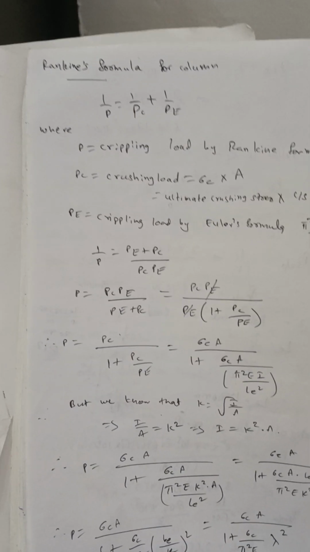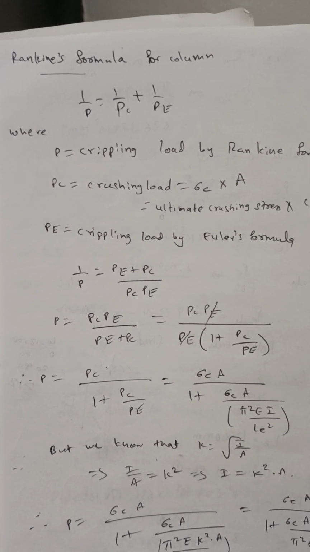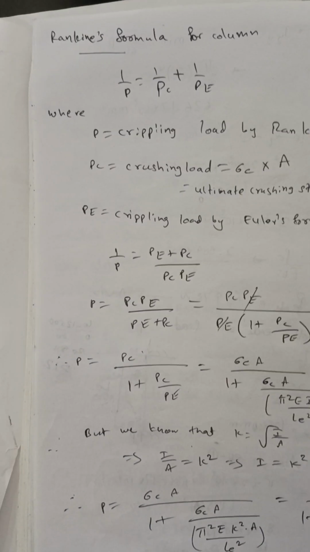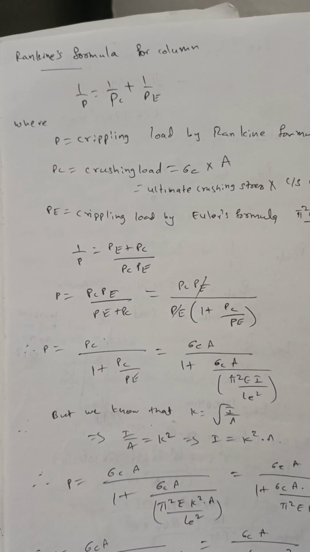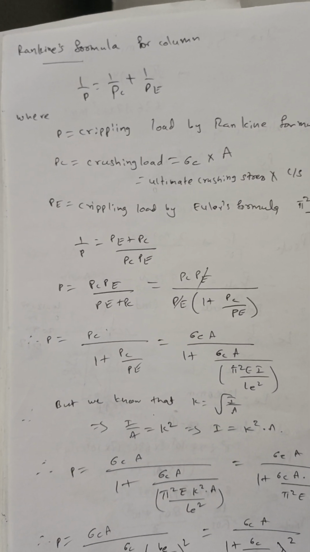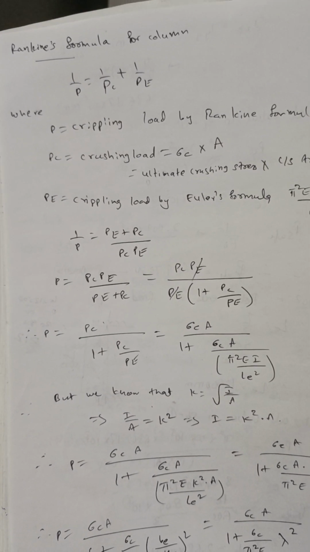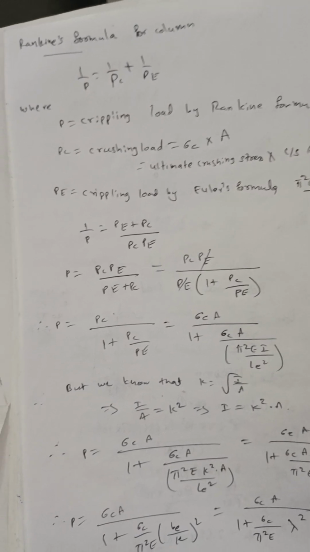This is Dr. G. Vikas. In this session, we'll discuss Rankine's formula for columns. 1/PR = 1/PC + 1/PE, where P, or we can write PR, is called the crippling load by Rankine's formula.